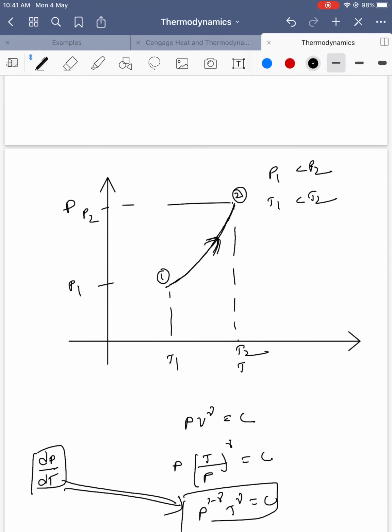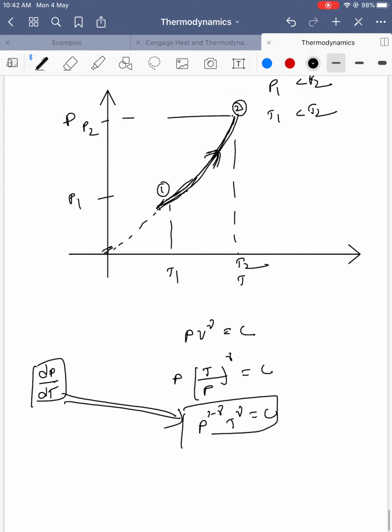Then I want to say one more thing. For this one, it starts from the origin. Okay, this is the pressure versus temperature graph. I did not draw it properly, but if you draw it properly, the dotted lines, even though the process does not start from the origin, the dotted lines should touch the origin. Okay, thank you.